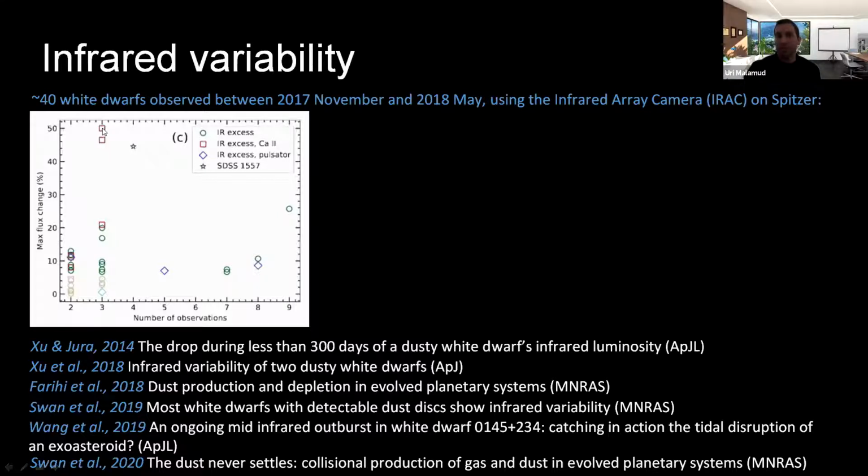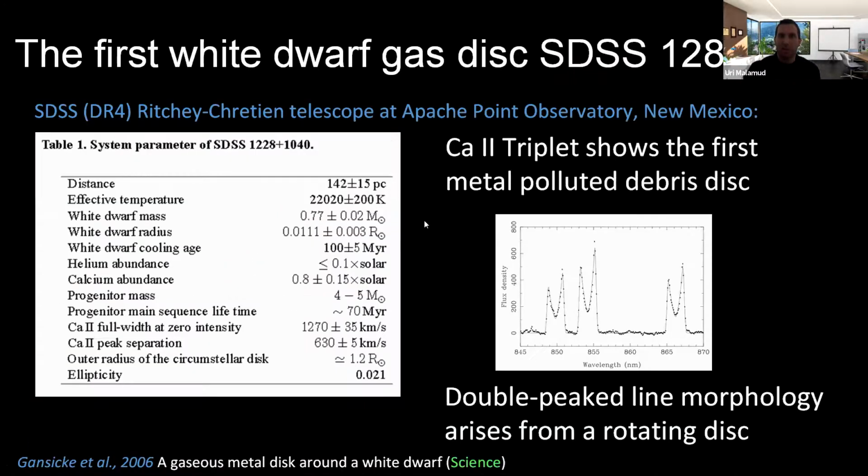These white dwarfs that have more variability also have gas in them, which is a clue, and I will talk about gas in a minute. So this is the next sort of milestone. Not only do you see the infrared variability and the infrared, you see also gas in these white dwarfs. The first paper that found gas is in 2006. And you can clearly see the emission from a gas disk that's orbiting the white dwarf.